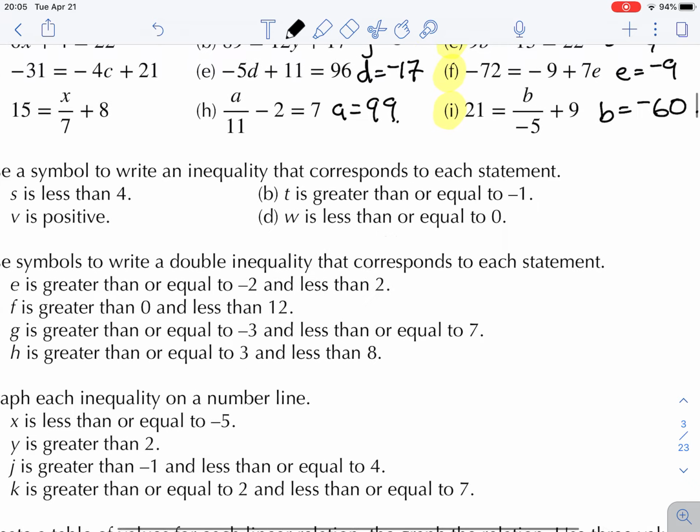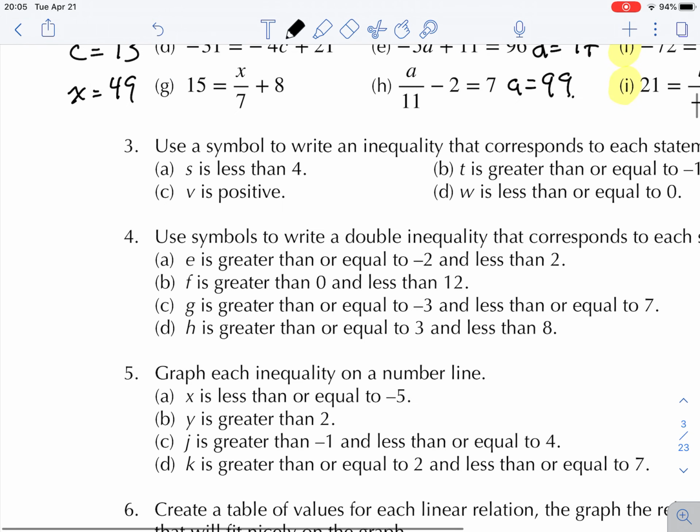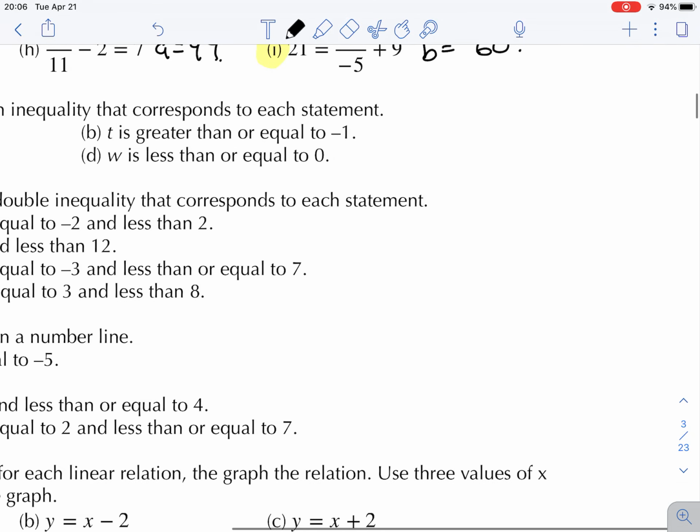So there we have it, that b is equal to minus 60. All right, number 3. Use a symbol to write an inequality that corresponds to each statement. S is less than 4. So we write S is less than 4. That is our statement, S is less than 4.